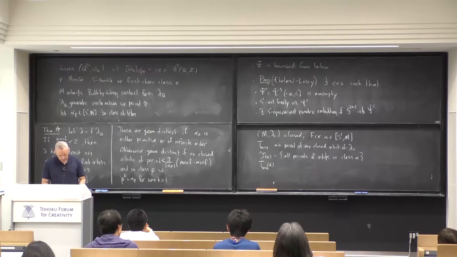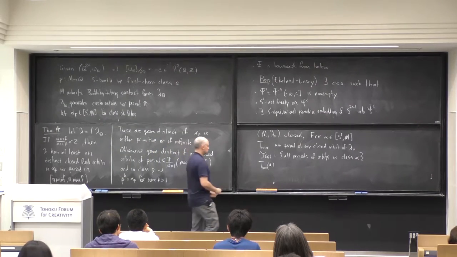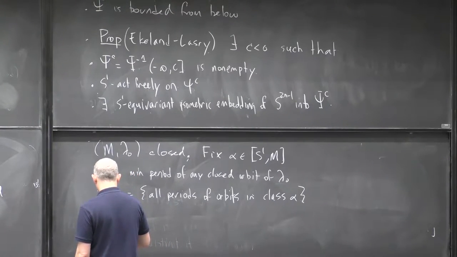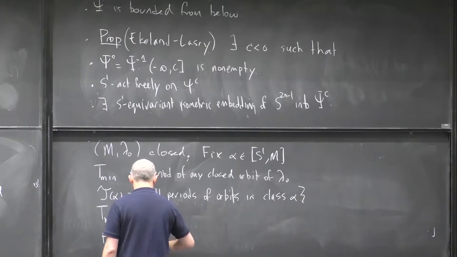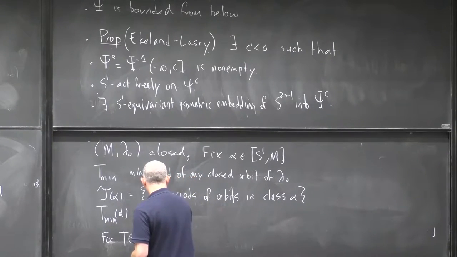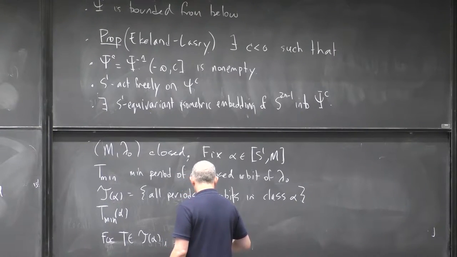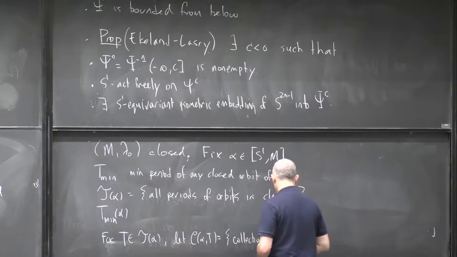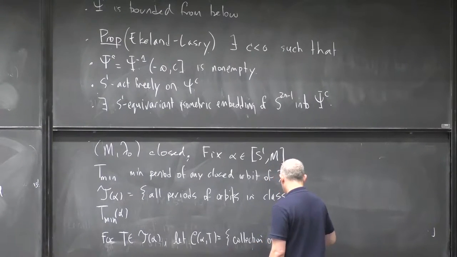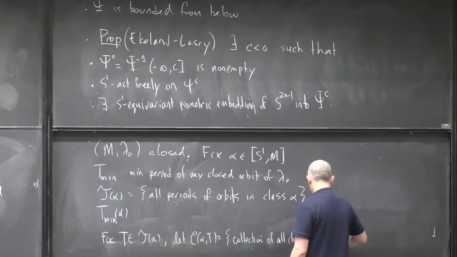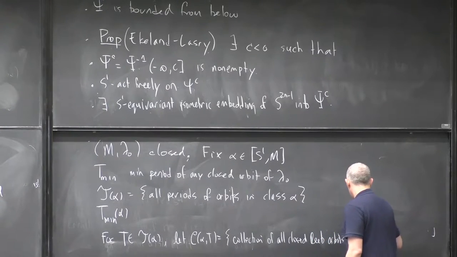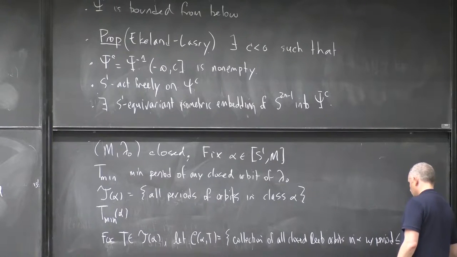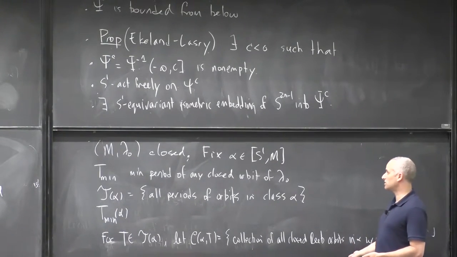And now we need a collection of orbits in class alpha. So we choose a period, so for T in the set of periods, let C alpha T equal the collection of all closed Reeb orbits in class alpha with period less than or equal to T. Okay, we're just taking some subset of the orbits with period in class alpha.